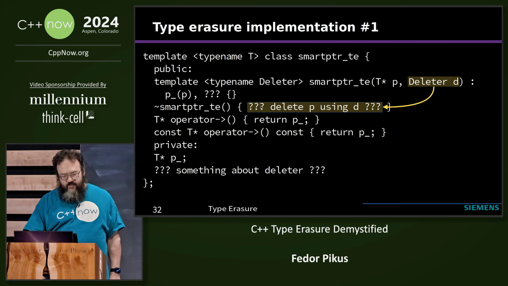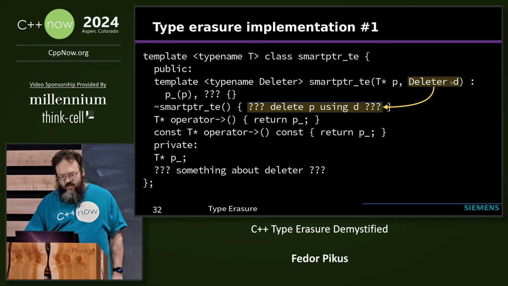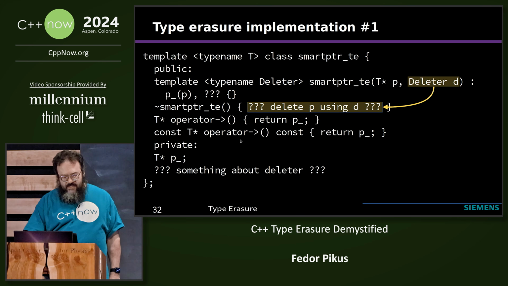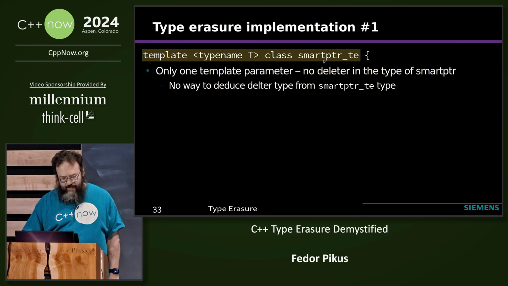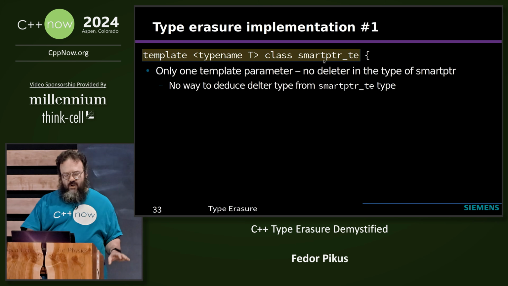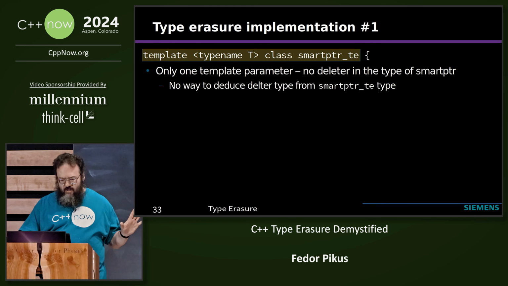In the destructor, the correct deletion is done. So in the destructor, we have to employ this particular deleter, or its copy actually, even though nothing in this type itself depends on this type deleter. There is a template constructor, but nothing in class smart pointer depends on the deleter. If I give you an object of class smart pointer, you cannot deduce what the deleter was. It's nowhere in its type. Okay, so the template is of only one parameter.